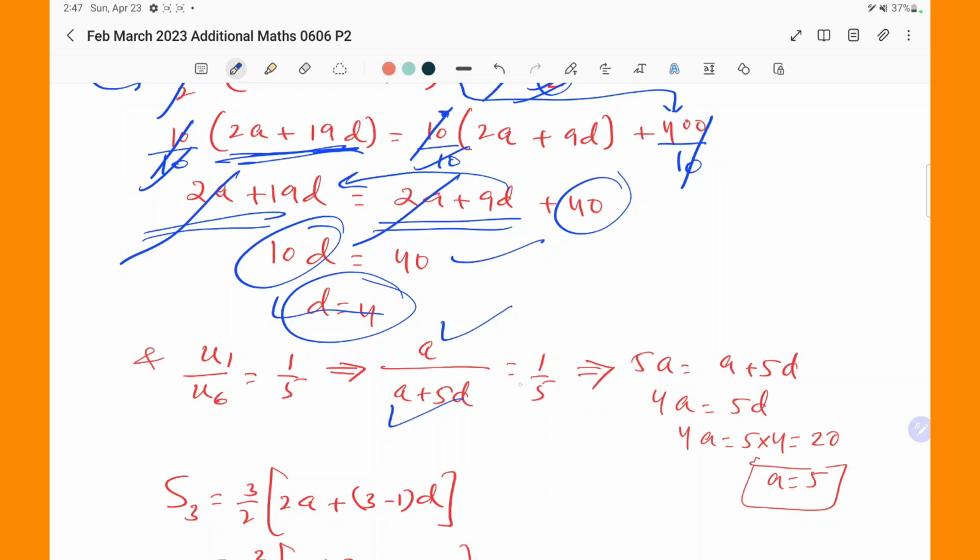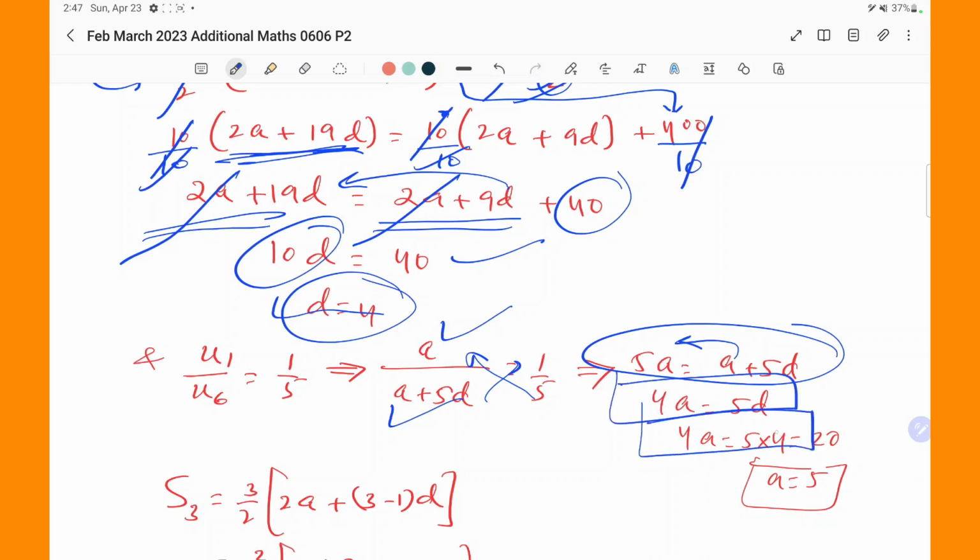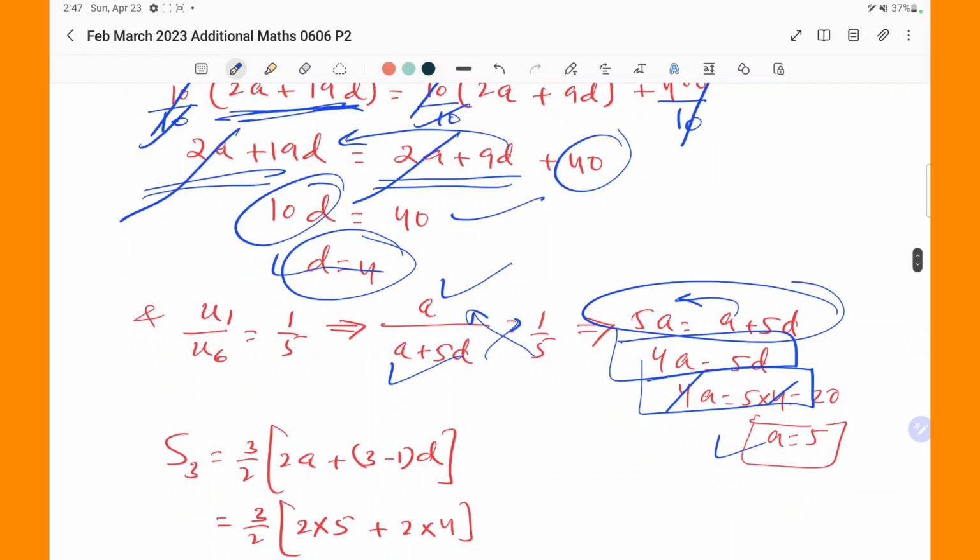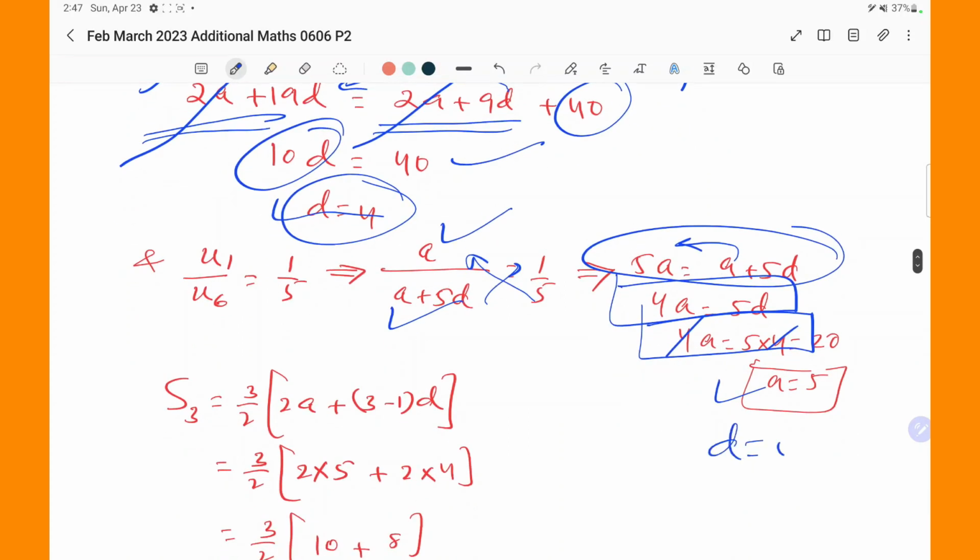Now cross multiply. 5a equals a plus 5d. Now shift a to this side. Left side I mean 5a minus a, that's 4a equals 5d. 4a equals 5 times d. D is still 4. Now 4 and 4 cancel, a equals 5. So now we have a as 5 and d we have 4.